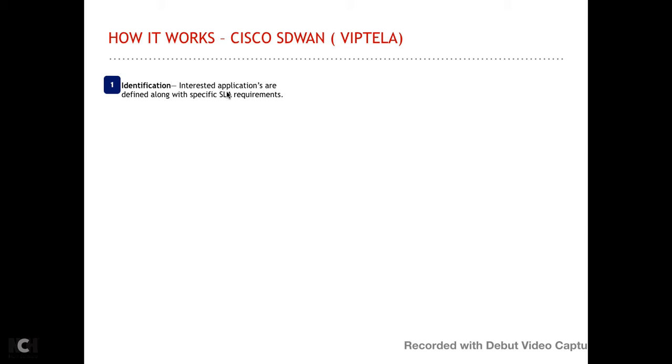In order to do application aware routing in SD-WAN with Cisco, you first need to identify what your interesting application is, and you need to define certain SLA along with that. SLA is some sort of metric value you are binding. So let's suppose, for example, you have a mission critical application of voice, right?